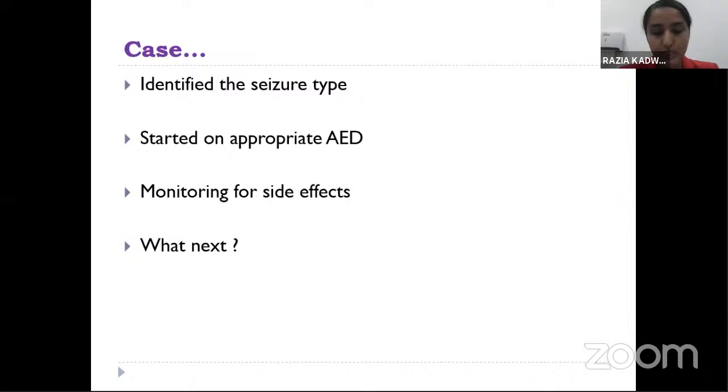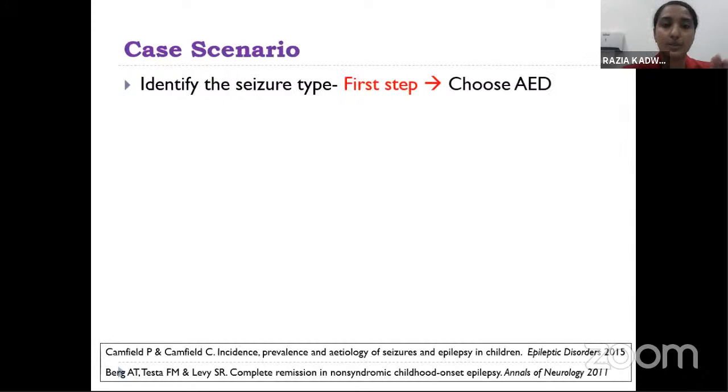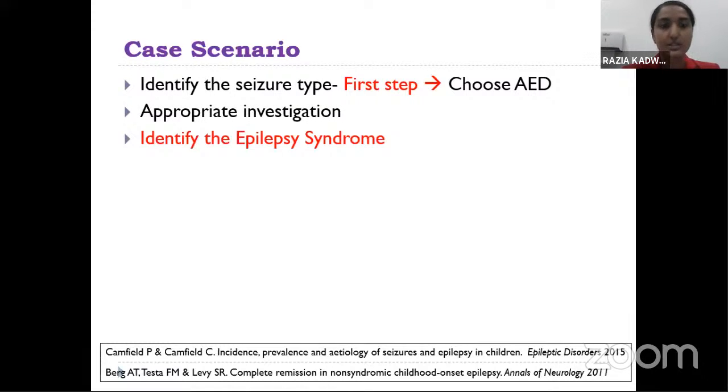So usually what happens, most of us, we aim at seizure control, but seizure control is not the end point. Whenever we manage patients, we have to evaluate the patient and try to find out what is the underlying etiology and try to ascertain the epilepsy syndrome diagnosis. So once you have started the anti-epileptic drug, you have achieved seizure control. Simultaneously, you also have to appropriately investigate the patient, identify what is the epilepsy syndrome.